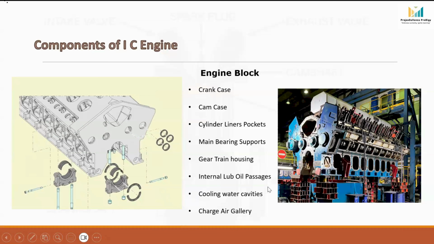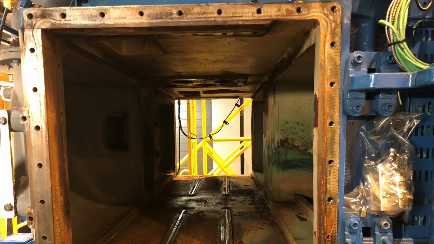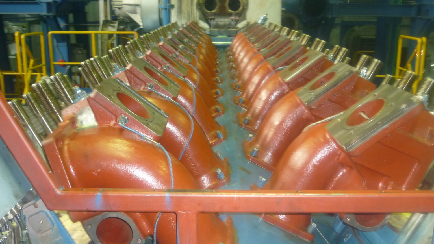And finally, this section is called charge air gallery. In turbocharged engines, compressed air from the turbocharger passes through the charge air cooler and then enters this gallery. From here, the compressed intake air is distributed to multiple cylinders.